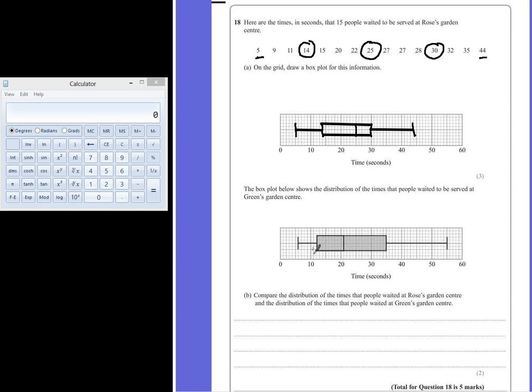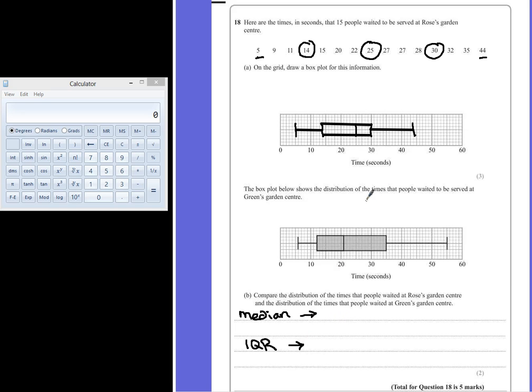So we look for 2 things. The first one being the median, because that shows where the middle of the data is. And the other one is the interquartile range. By comparing these 2 things, we're pretty much guaranteed to answer what the question is looking for. Most box plots will ask you to compare these 2 things.